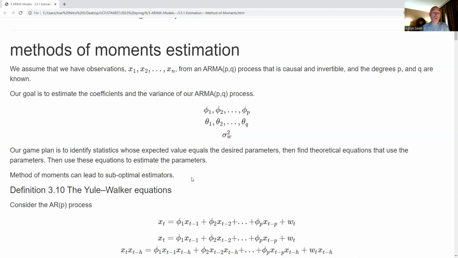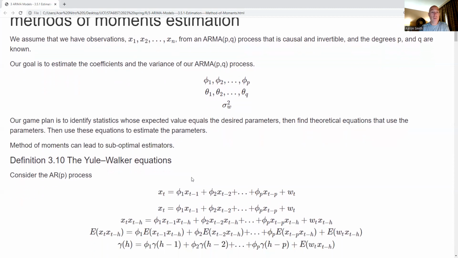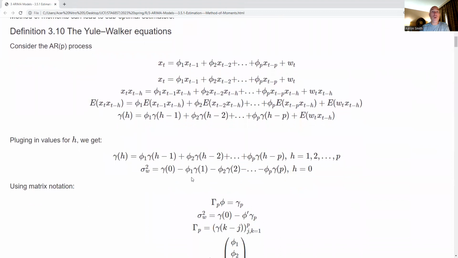So, there are times to use this, and it's good to always have in your back pocket. All right, so now let's talk about the Yule-Walker equations.